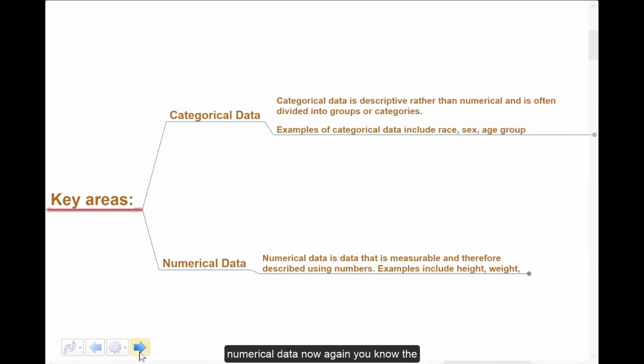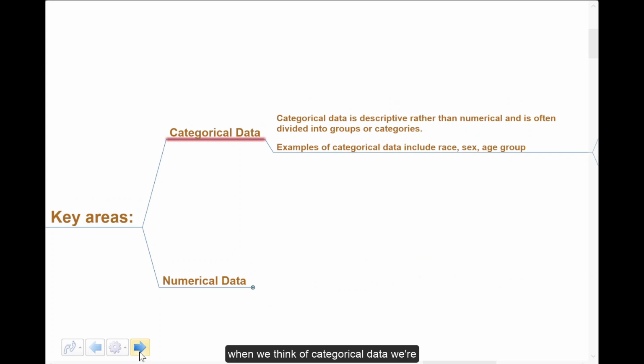Now again, the terminology may be familiar to you, but the concepts aren't overly complex. When we think of categorical data, we're thinking about data that is, broadly speaking, descriptive. It describes rather than being numerical. And it's often divided into groups or categories. So say, for example, you might have race or maybe even age, okay? It's descriptive rather than numerical, okay?